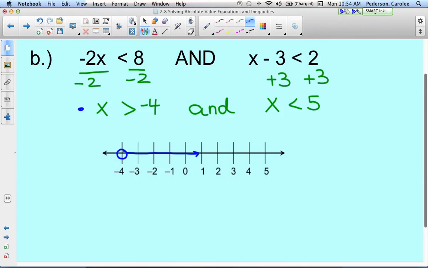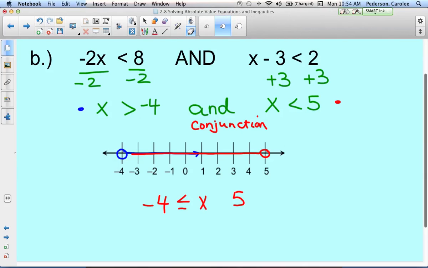Now, this second one, x is less than 5. So it's an open circle, and less means it's going to the left. So notice these two inequalities come together. This is called a conjunction. You could also rewrite it as this. Negative 4 and 5. I always write the smaller number first. And then x goes in the middle. And now it's x is greater than negative 4 and less than 5.